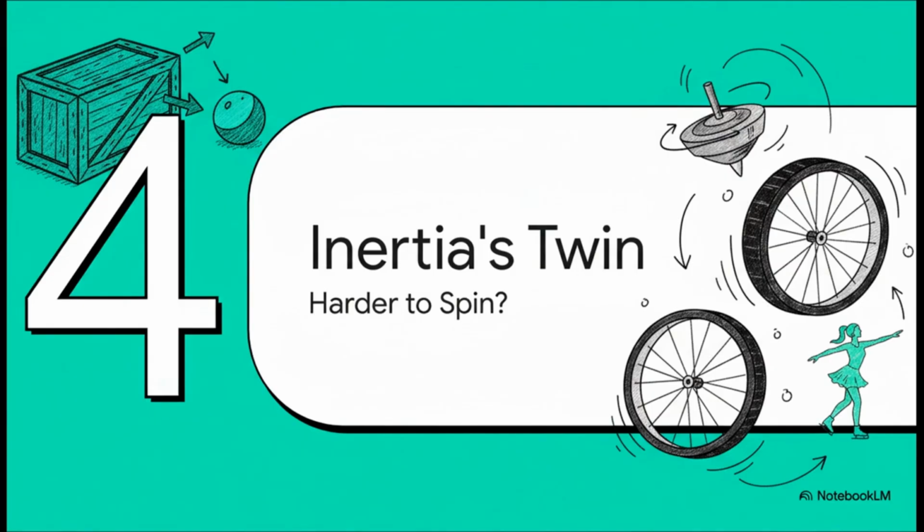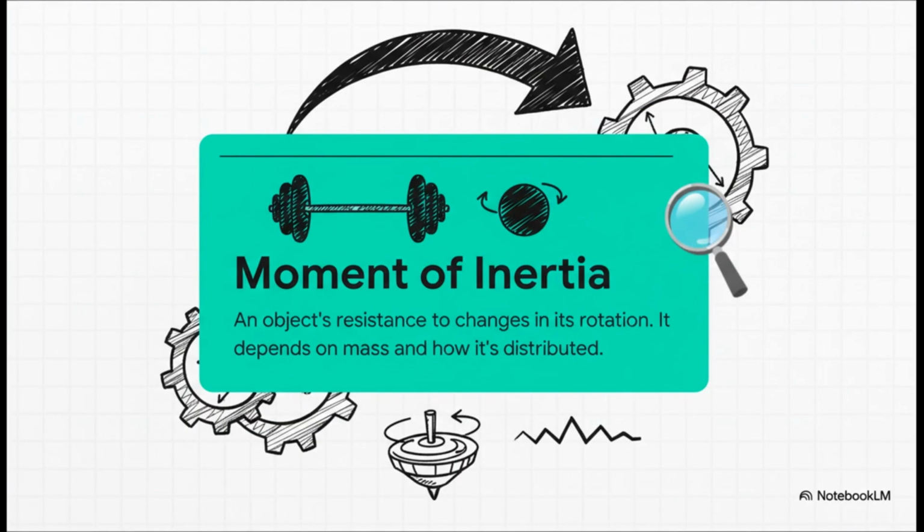All right, now for the other side of the coin. We all know some objects are harder to push than others because of their mass, their inertia. So what makes some objects harder to spin than others? The answer is something called moment of inertia, and this is where it gets really, really cool. It's basically an object's rotational laziness, its resistance to being spun up or slowed down. But here's the key difference. Unlike regular inertia, it's not just about how heavy an object is, but how that weight is spread out.